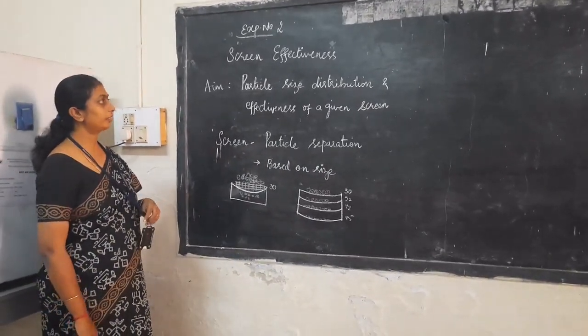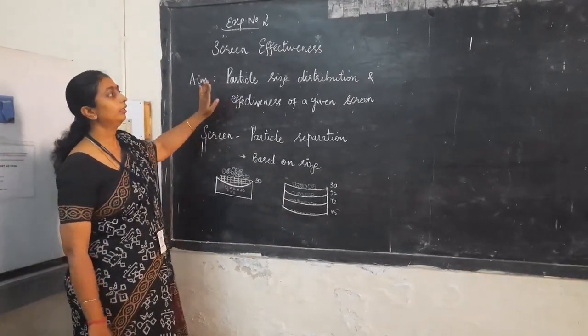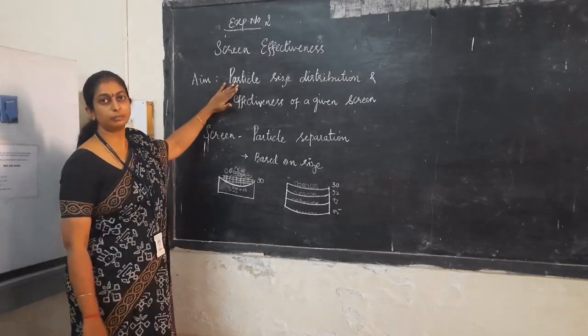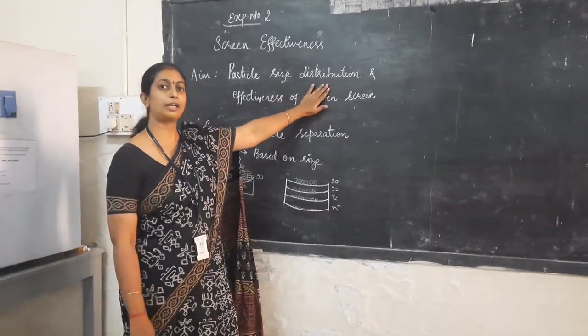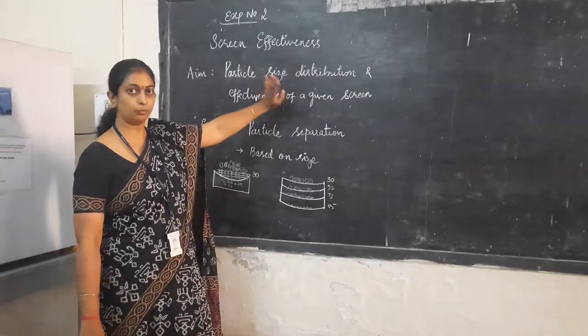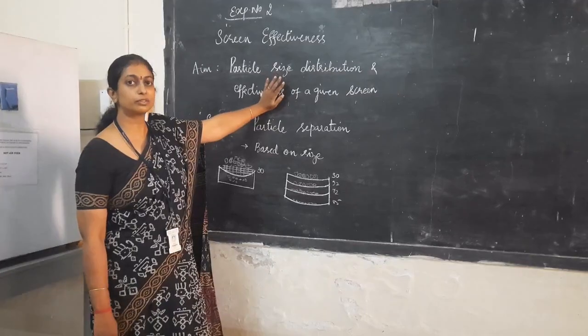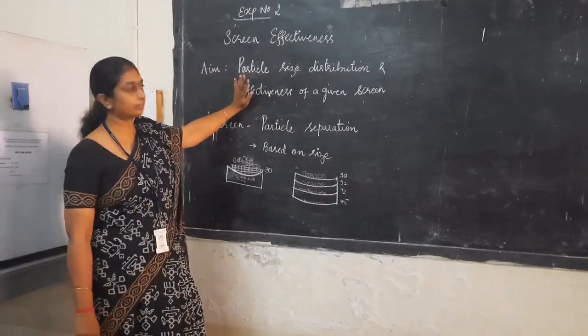What is the aim of this experiment? It is to find how the particle size distribution happens, and then, based on this distribution of the particle size, how we are separating the particles and distributing the particles. That's basically nothing but using a set of screens. And we have seen what screens are and how screens are used for separation of particles in the first experiment, which is sieve analysis.